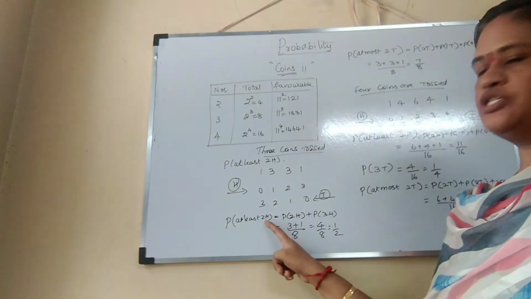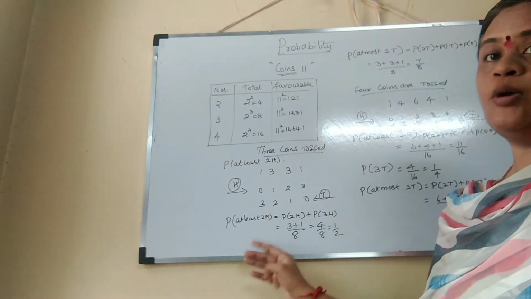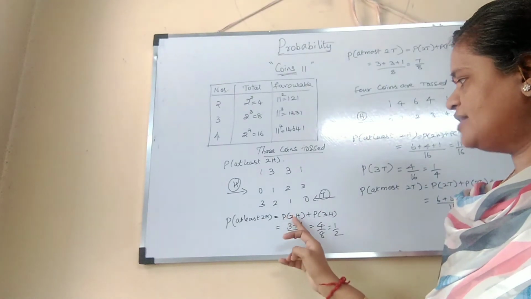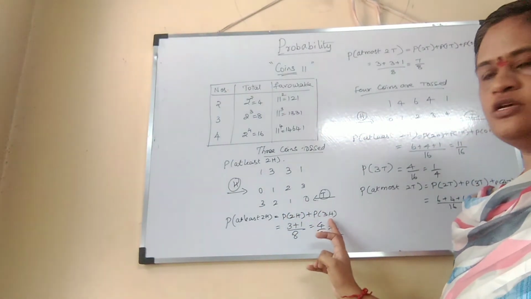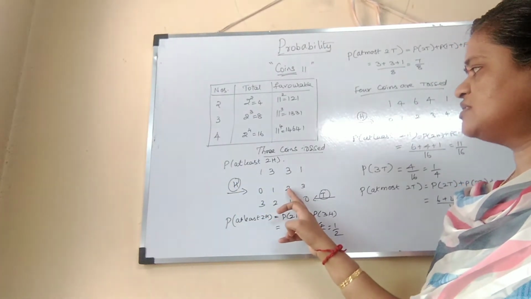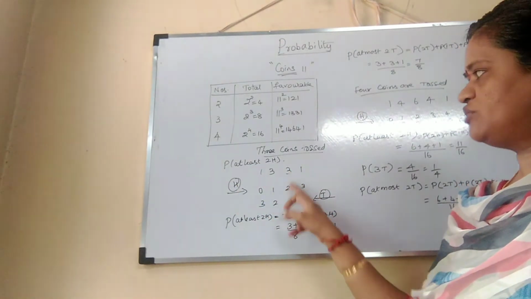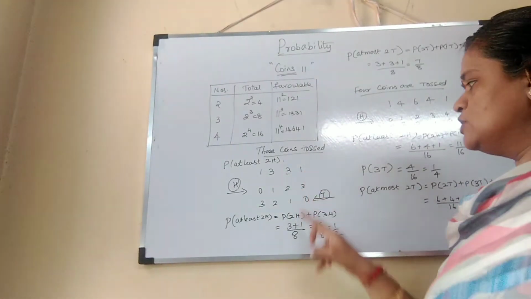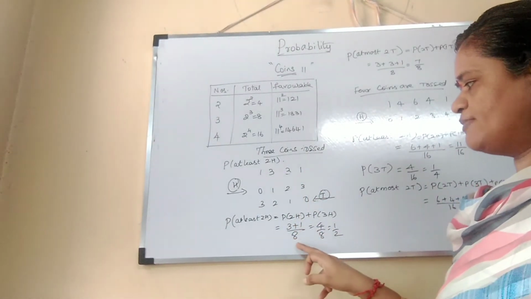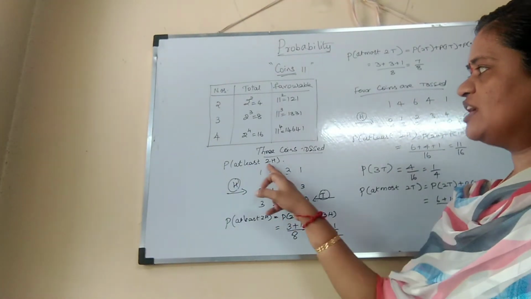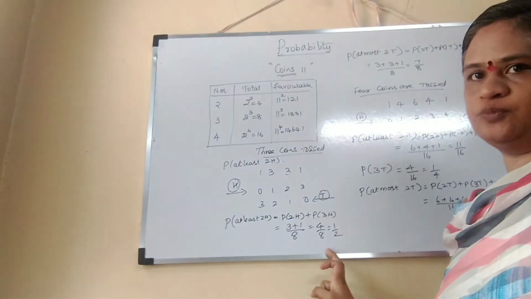So at least 2 heads means 2 heads and more than 2 heads. So you will have the probability of 2 heads plus the probability of 3 heads. What is the probability of 2 heads here? Here 2 heads comes, so it is 3. Similarly, 3 heads comes, its probability is 1. So 3 plus 1, over the total sample space 8, that is 4 by 8, which is 1 by 2. So the probability of at least 2 heads is 1 by 2.